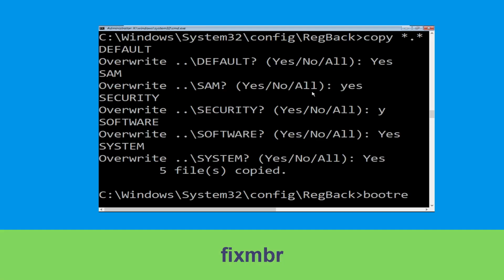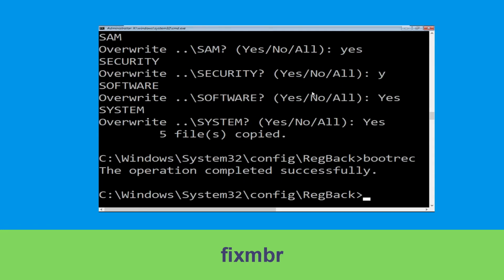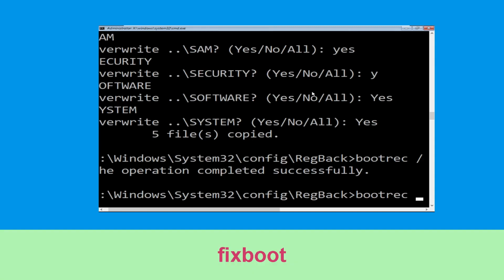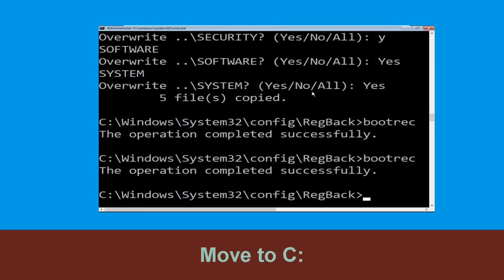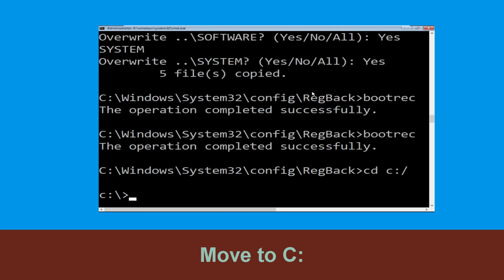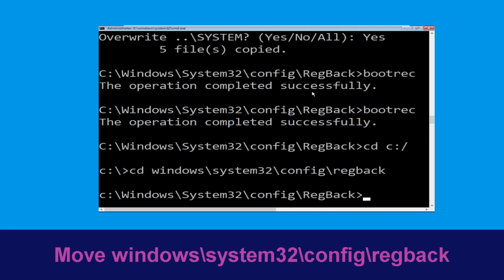Now type bootrec space /fixmbr and hit enter to execute the command. Type bootrec space /fixboot and hit enter. Now type in cd space c colon slash and simply hit enter to execute the command. Now type this command cd space windows /system32 /config /regback and simply hit enter to execute the command.